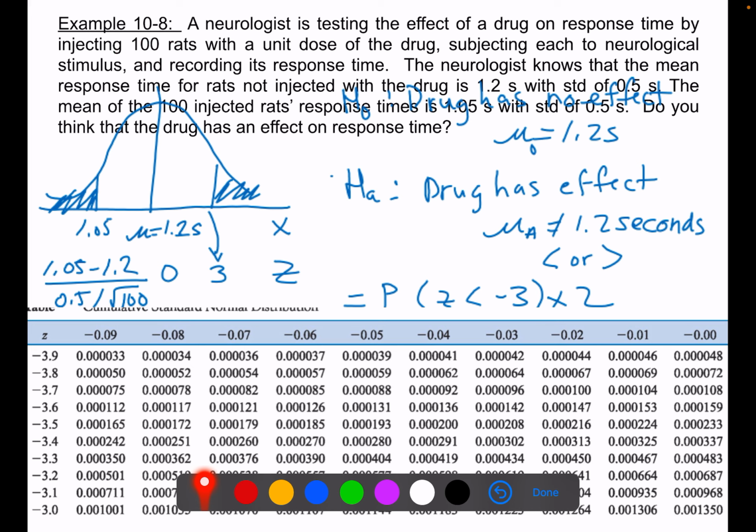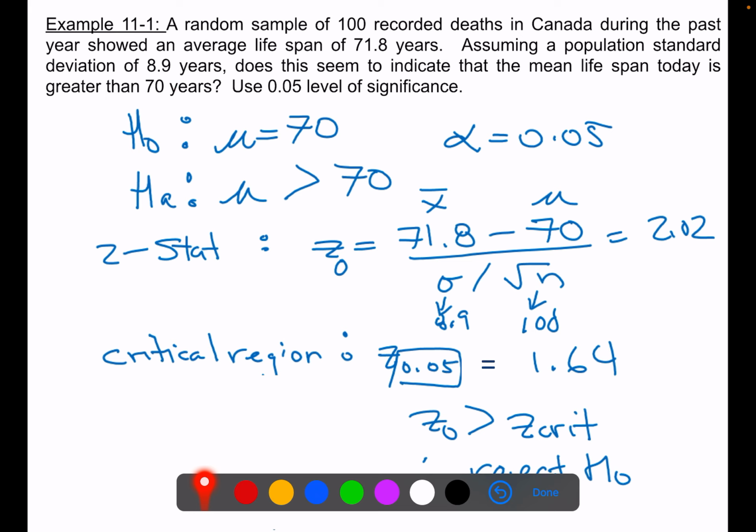And how can we know if it's one-sided or two-sided? Yeah, so we have to look at the question, the way the question is phrased. So here the question is saying, does this mean that the mean lifespan today is greater than 70 years? If it said unequal to 70 years, it's two-sided. But since it's saying greater, then it's one-sided. Any other questions? Okay.